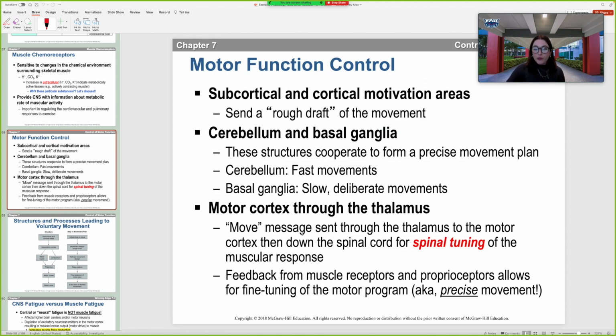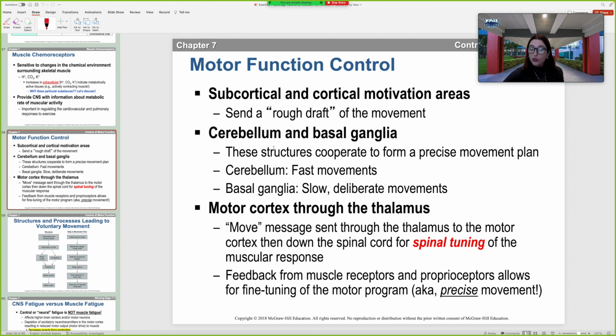Then the move message is sent through the thalamus to the motor cortex, then down the spinal cord for spinal tuning of the muscular response. When I say spinal tuning, I'm talking about that delicate motor unit recruitment, right? Remember in class, I talked about when we need to precisely recruit the specific amount of motor units to produce the specific amount of force that we want. Right? All of that is going on at the spinal cord.